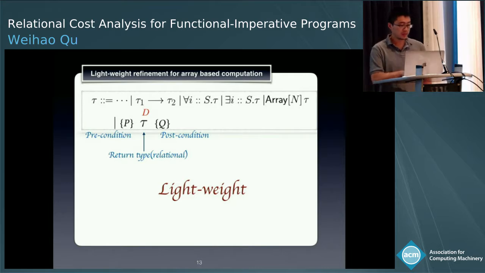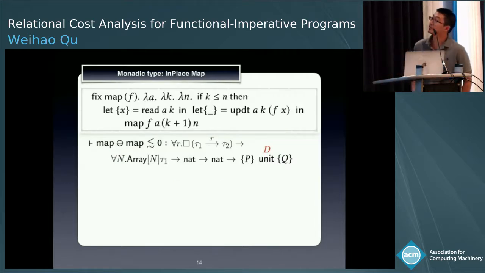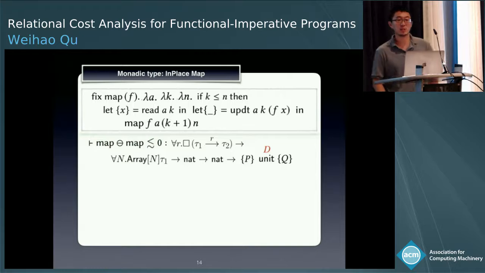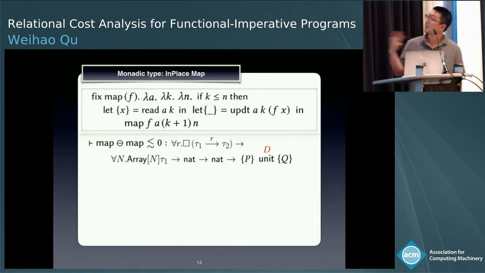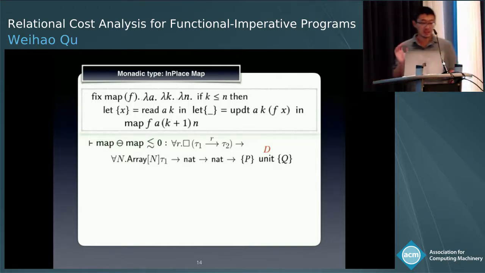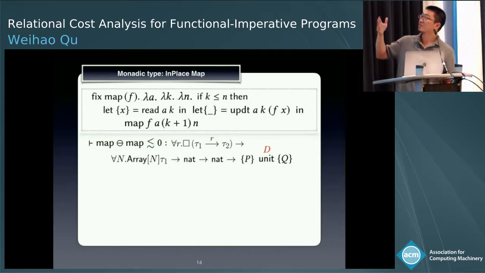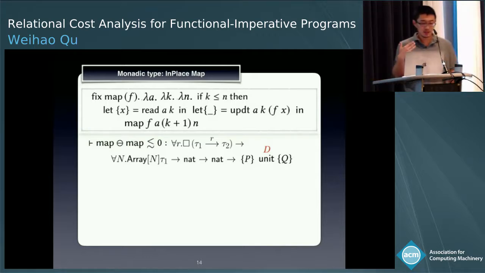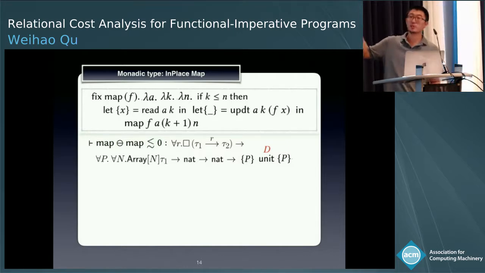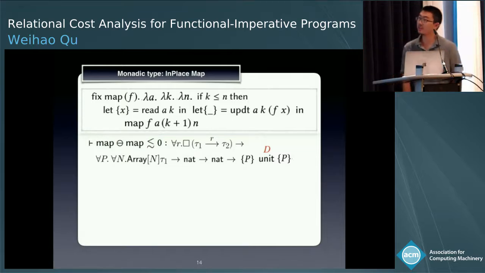So let's go back to our in-place map example. Now with our new monadic types, we can make the typing more interesting. First, since we have the same mapping functions because of the box refinement, the set of indices where these two arrays differ will now only reduce after the mapping. Which means it will be safe to have the same preconditions and postconditions, because this postcondition P here will be an upper bound on the set of indices where the two arrays differ.